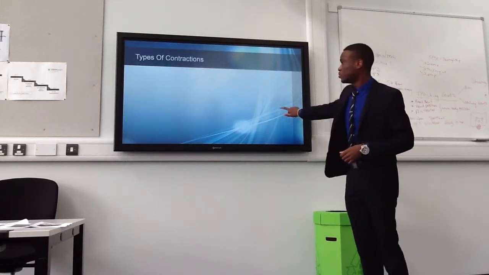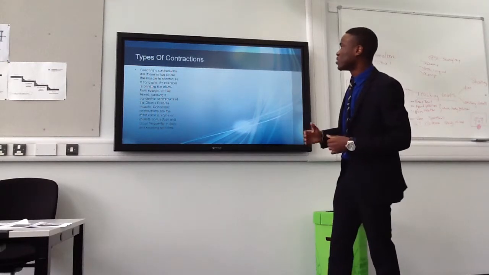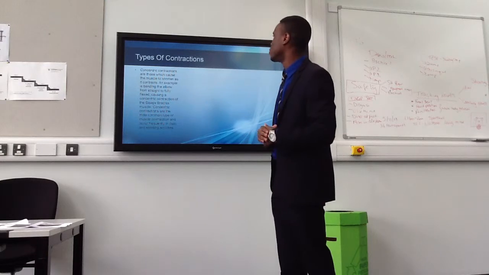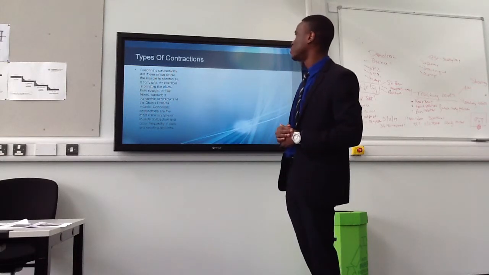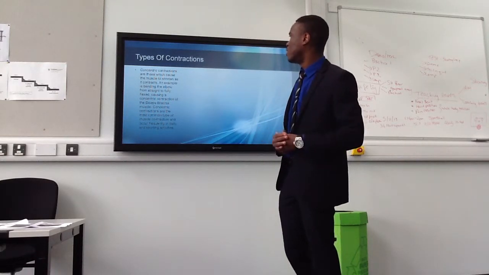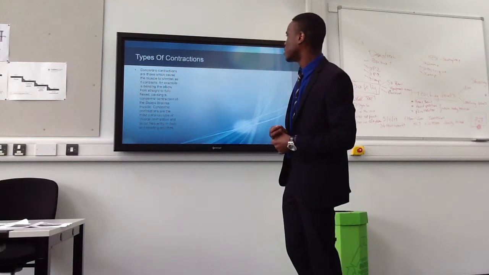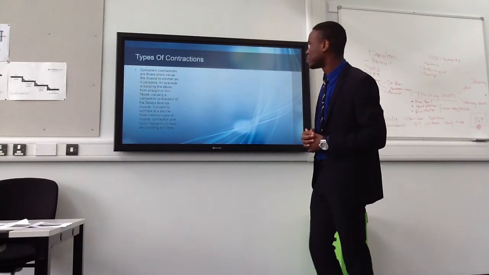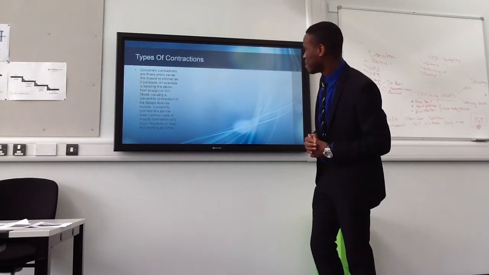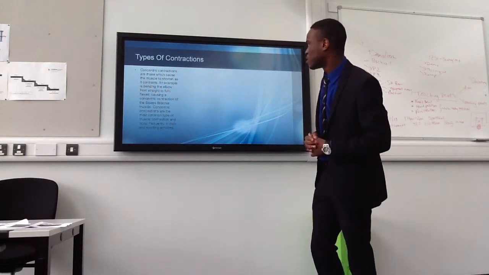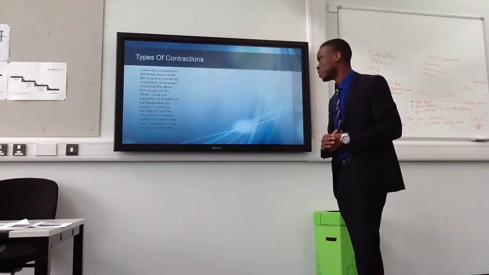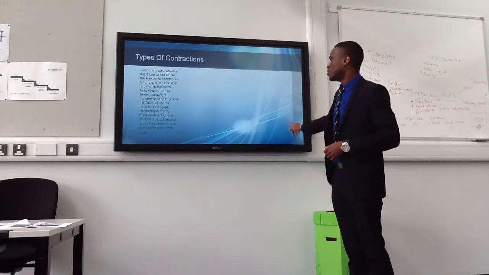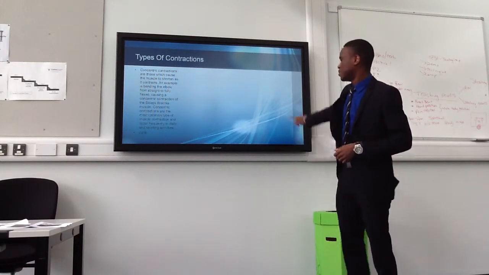Types of contractions. Concentric contractions are those which cause the muscle to shorten as it contracts. An example is bending the elbow from straight to fully flexed, causing the concentric contraction of the biceps brachii muscle. Concentric contractions are the most common type of muscle contraction and occur freely in daily and sporting activities. An example is doing curls.